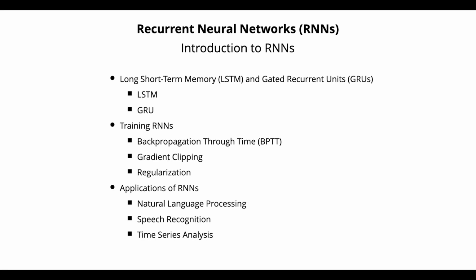Long short term memory, LSTM, and gated recurrent units. LSTM, or long short term memory networks, are a variant of RNNs designed to address the vanishing gradient problem by introducing memory cells and gating mechanisms that control the flow of information. GRU, or Gated Recurrent Units, are a simplified version of LSTM that also incorporate gating mechanisms but with fewer parameters.